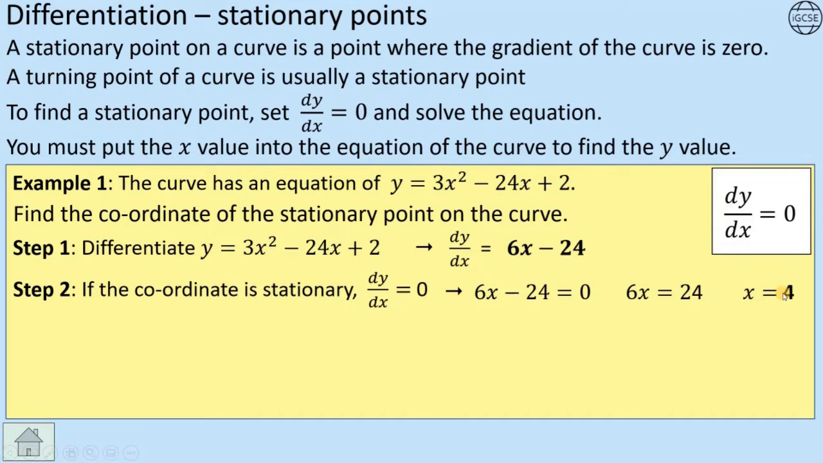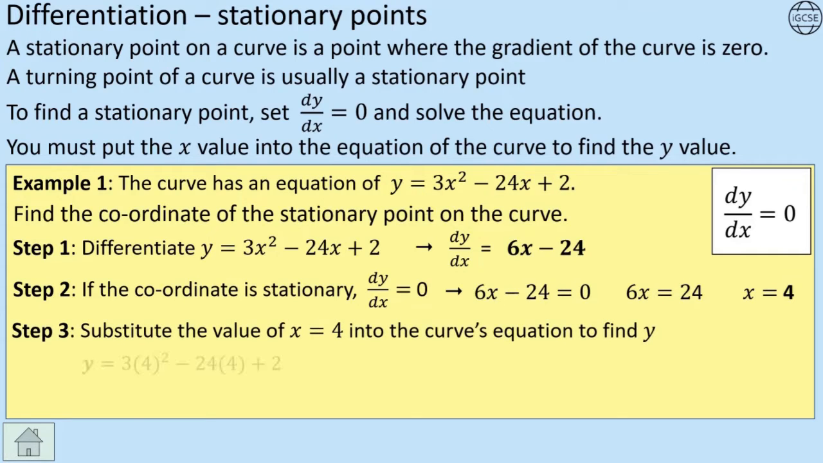But we're not done at that point. Yes, we found the x value, but we also want to find the y value. If you recall from previous ones, when we're trying to find the coordinate, this x value goes into the original equation to find the y value. So we substitute the value of 4 into the original equation. So we've got 3 times 4 squared minus 24 times 4, and then plus the 2. Multiplying that out, 3 times 16 is 48, 24 times 4 is 96, and I add the 2, and that gives us minus 46.